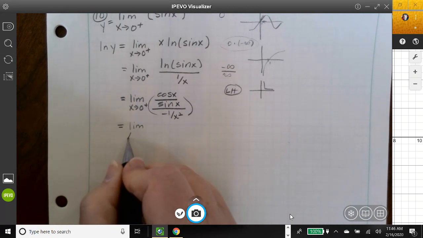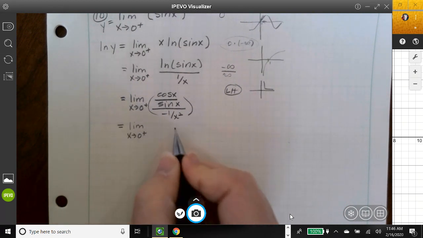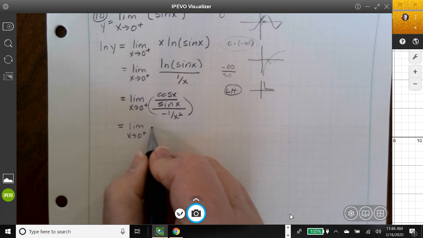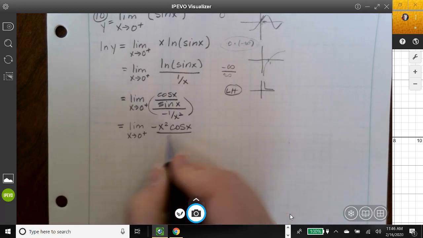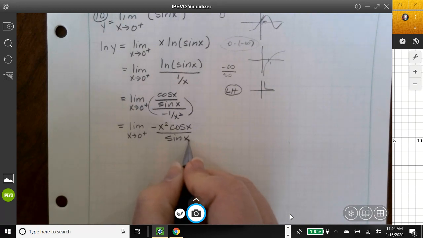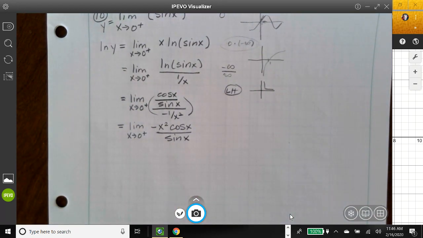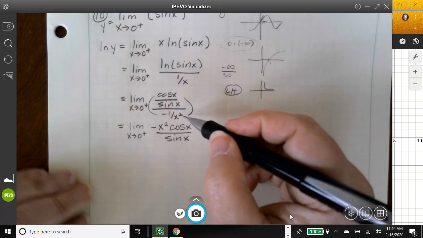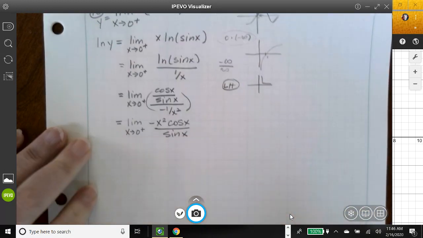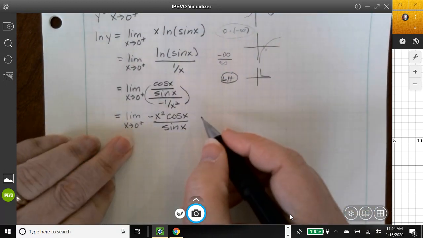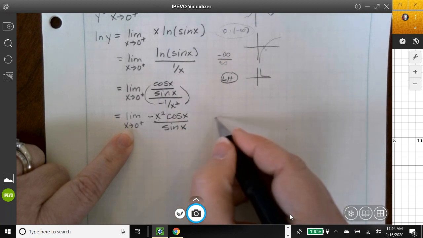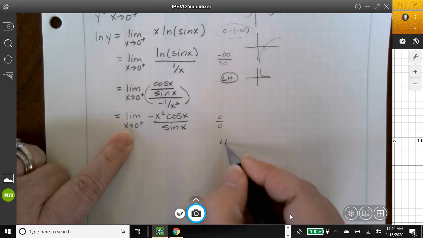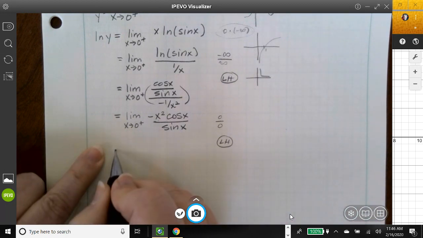Let's see what happens. We get the limit as x approaches 0 from the plus side of, this turns out to be negative x squared cosine x. I like to put the polynomials in front of my trig functions. All right. All I did was reciprocate the denominator and multiply. Now, what happens when I plug in 0? Well, sadly, I get 0 over 0. And then I have to use L'Hopital's rule.